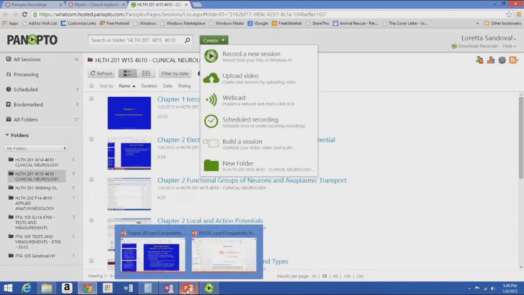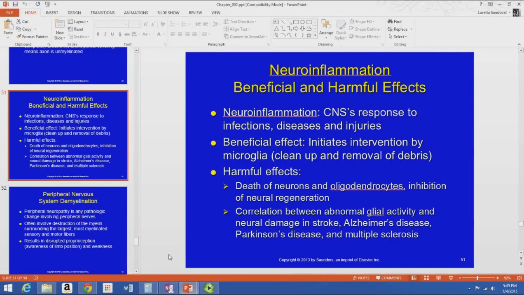Okay, this is the last section of Chapter 2. We're going to talk about clinical implications. Just in this section, we're talking about cells of the nervous system, so we're going to talk about 2 clinical syndromes that are affected by cells in the nervous system.